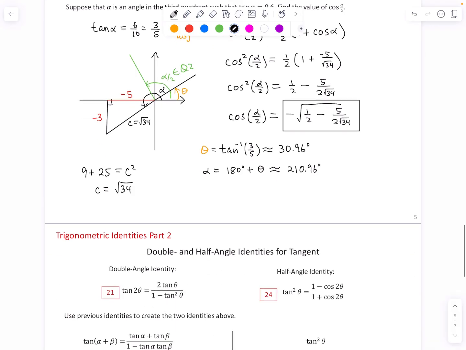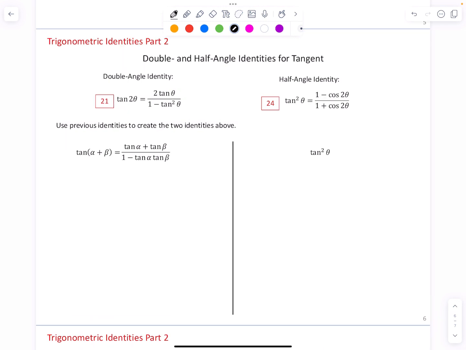Okay, next page. Here we have the double and the half angle identities for tangent. The double angle identity is identity 21, and the half angle identity is identity 24. But again, depending on your perspective, if you use identity 21 in this direction, the angle cuts in half because we go from 2 theta to theta. Whereas in this direction, if I begin with theta, the angle doubles to 2 theta. Same over here with identity 24.